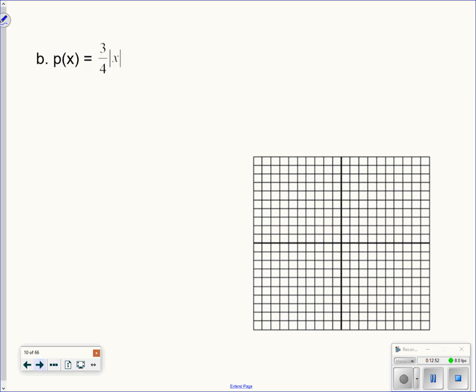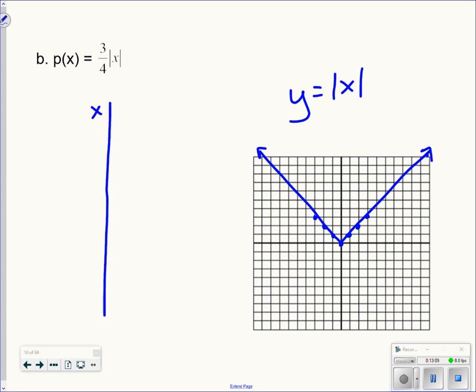Absolute value graph. So again, my parent function for an absolute value graph is y equals the absolute value of x. So 0, 0, 1, 1, 2, 2, negative 1, 1, negative 2, 2, and so on. Now let's graph the actual graph here. So I'm going to do an XY chart. The cusp at 0, 0. I can plug other numbers in, and I talked about this the last time. Instead of going by 1, I'm going to go by 4.